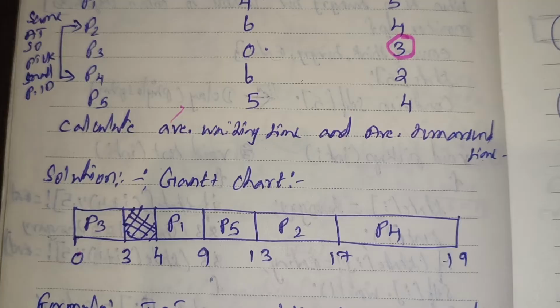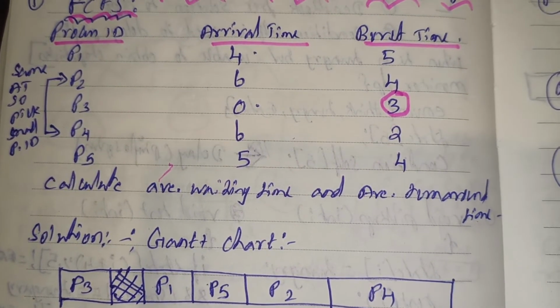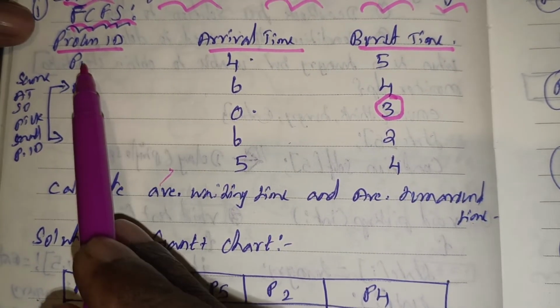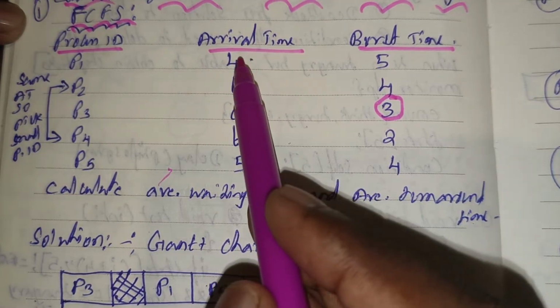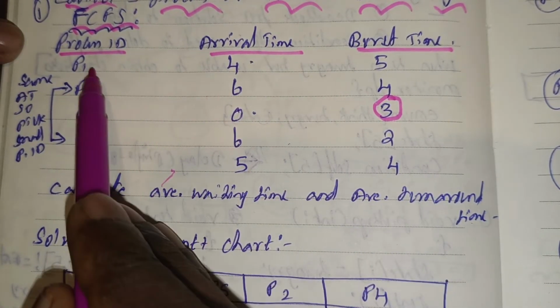Now you can see what the next process is that gets entered. See the arrival time, which process is getting entered.